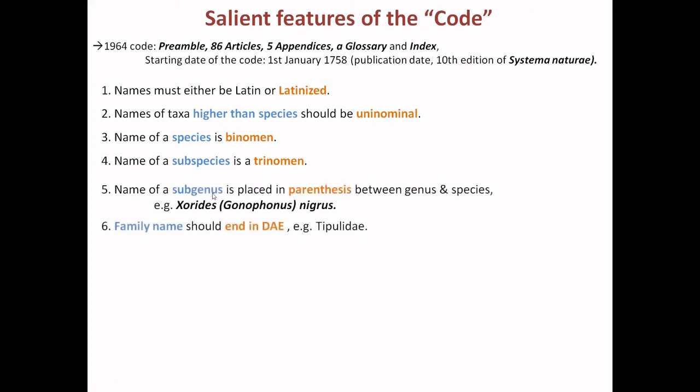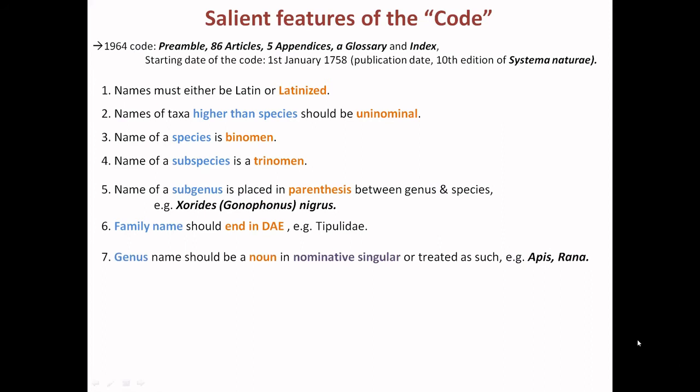So the name of a subgenus is placed in parentheses between the genus and the species, like Sauroides (Gonophonus) niger. So Gonophonus is the subgenus that is in the parentheses between the genus and the specific name. And the family name should end in -idae, like Tupinidae. So all family names end with -idae. The genus name should be a noun in nominative singular, or treated as such, like Epicena. So genus is a noun in nominative singular.